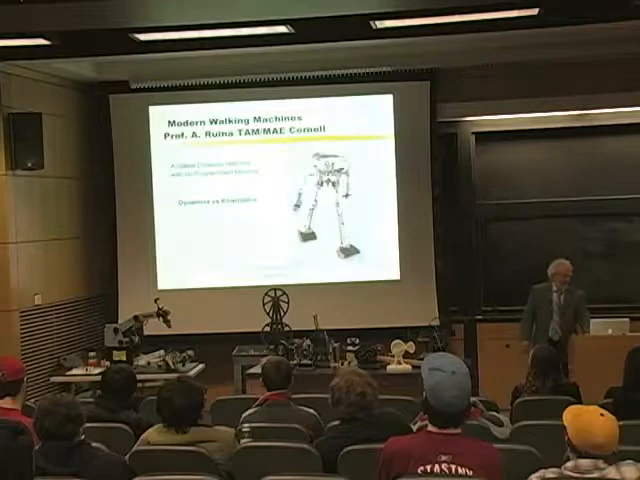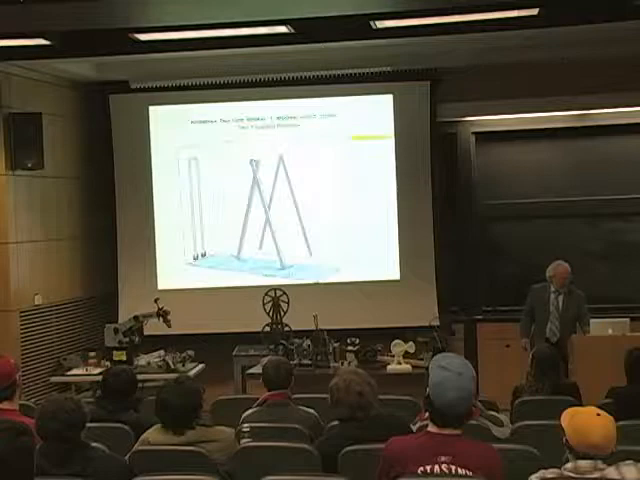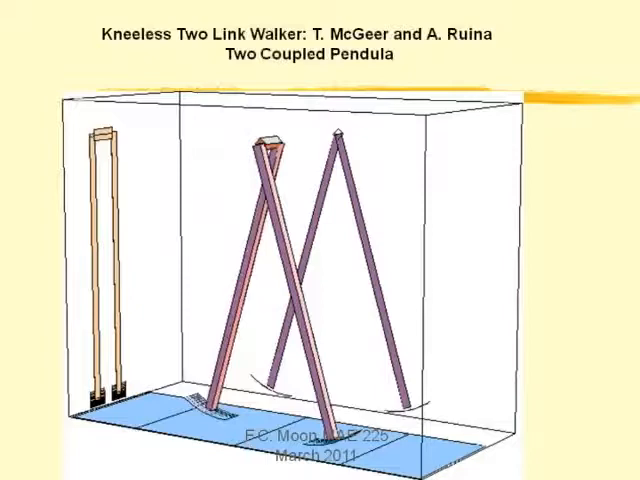And, of course, another laboratory at Cornell is the laboratory of Professor Andy Ruina, and he has created a different type of walking robot, one that uses dynamics as opposed to just pure kinematics. So here, each of these legs is almost like a double pendulum, and this is an idea that goes back to a fellow named Tad McGeer, who also worked with Professor Ruina, and they had the idea of using two inverted pendula, and if we have a slight grade, then this will walk naturally.